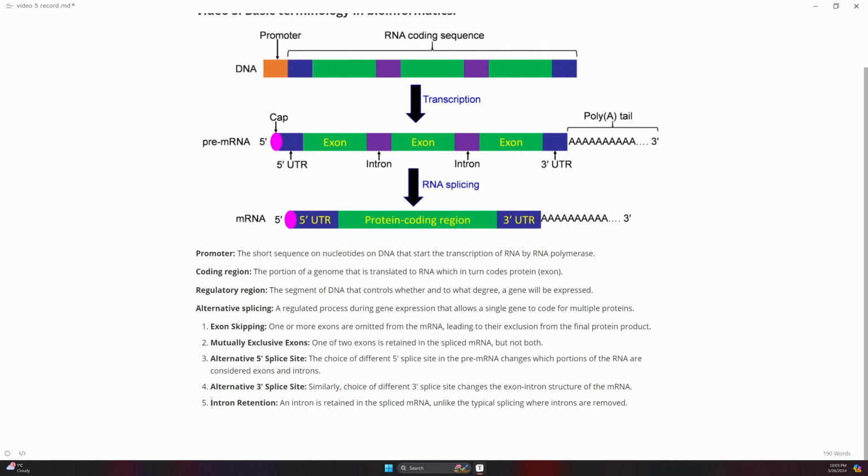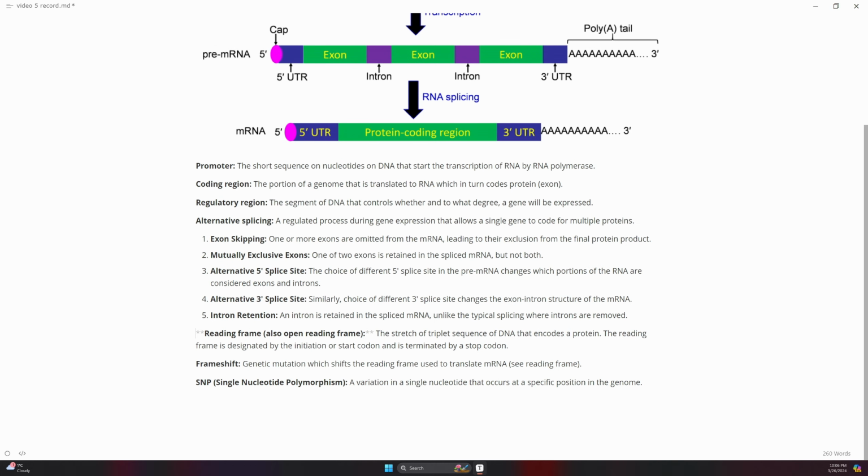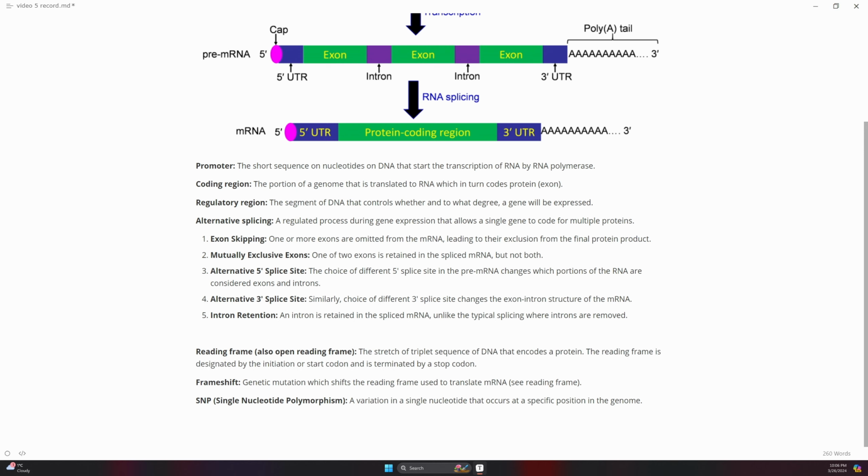There's also something called intron retention, meaning that the intron is retained in the spliced mRNA, unlike the typical splicing where introns are removed. However, remember that mRNA is the one that's producing protein. So if an intron is actually retained in the mRNA, that means the intron will be expressed. Next, we're going to talk about three important concepts. One is reading frame, the second is frame shift, and the third is single nucleotide polymorphism.